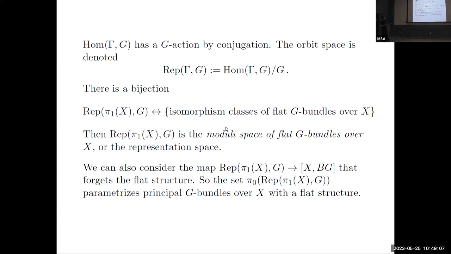Okay. And I can take a flat bundle, forget about the flat structure, and take its underlying G bundle. So I get a map into the isomorphism classes of G bundles over X. And the path connected components of the representation space are going to give me a parametrization of bundles with the flat structure. So the image of this map is only going to cover those bundles which actually admit a flat structure. I'm actually interested in that question: which bundles admit a flat structure? That's just the image of this space.